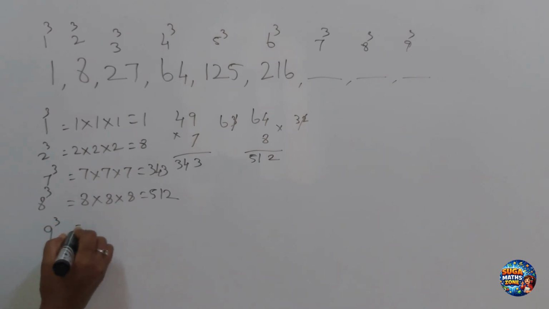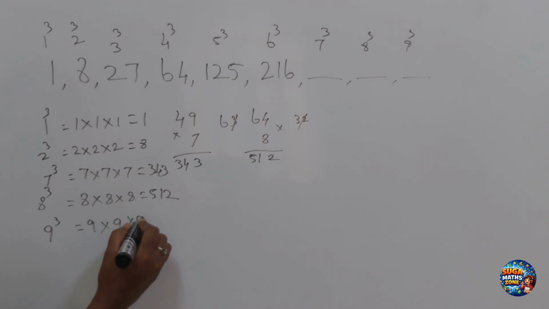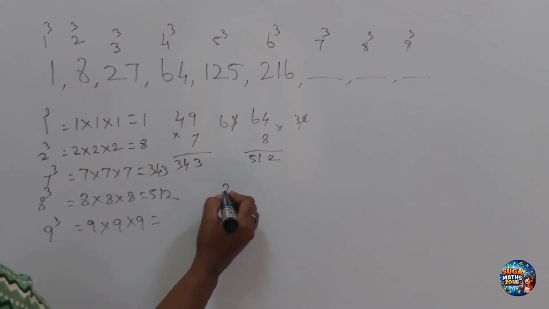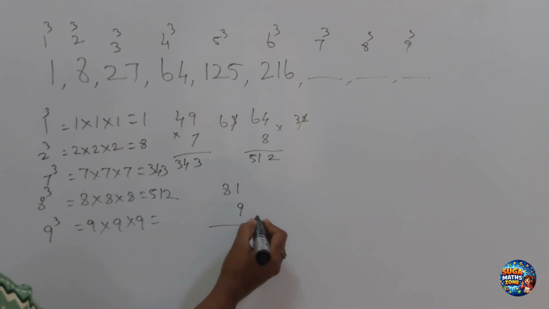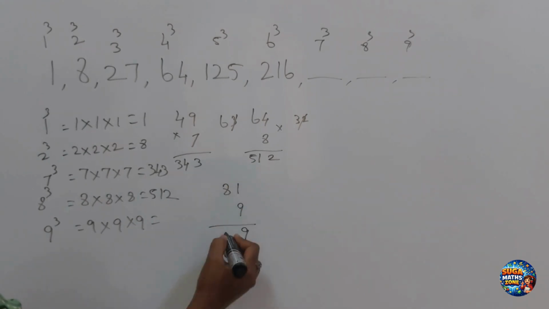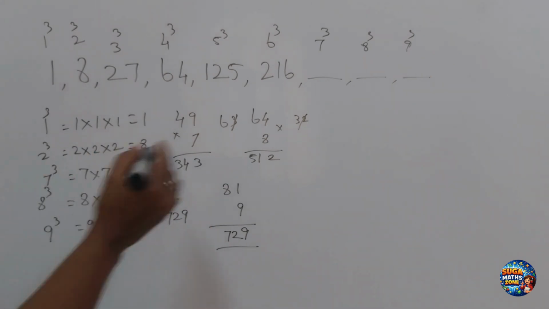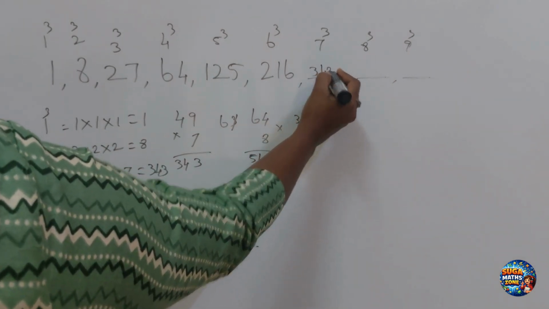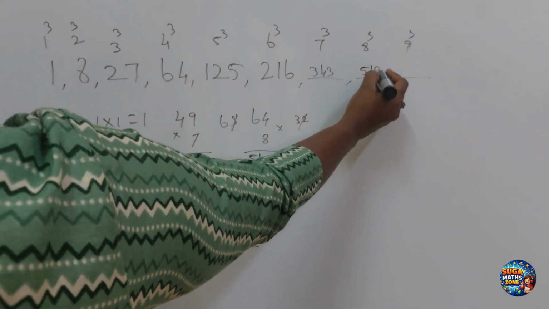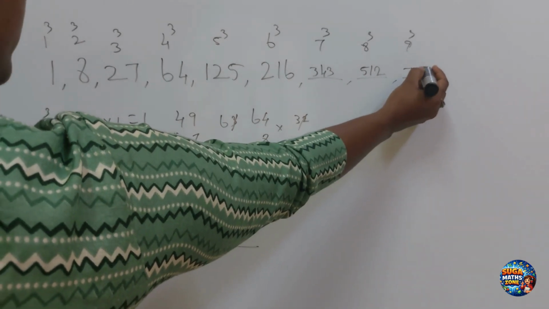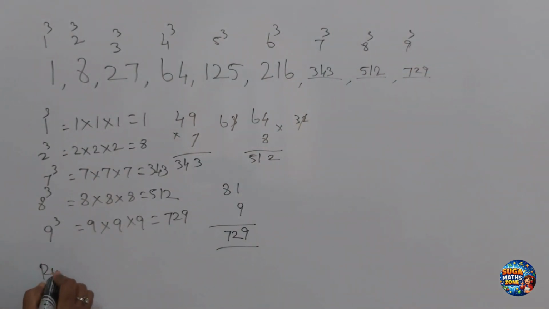Then 9 cube. So 9 into 9 into 9. 9 9s are 81. 81 into 9. 9 1s are 9. 9 8s are 72. So 9 cube is 729. 7 cube is 343, 8 cube is 512, 9 cube is 729. So here the rule is, cubes have counting numbers, or you can write it as multiplying the base number 3 times.